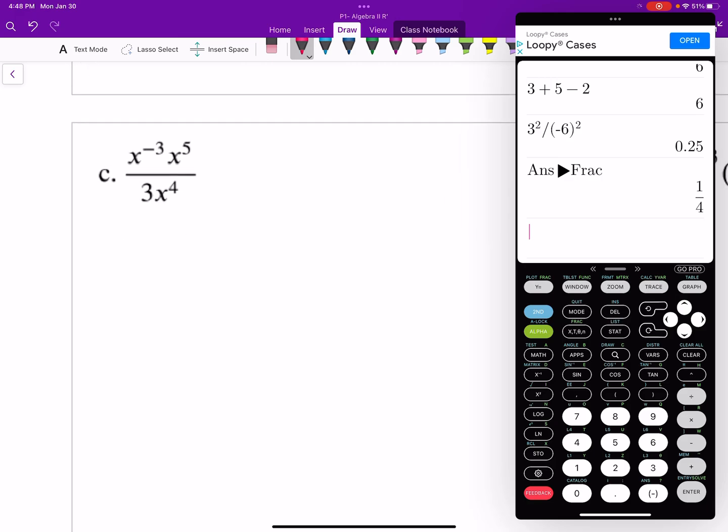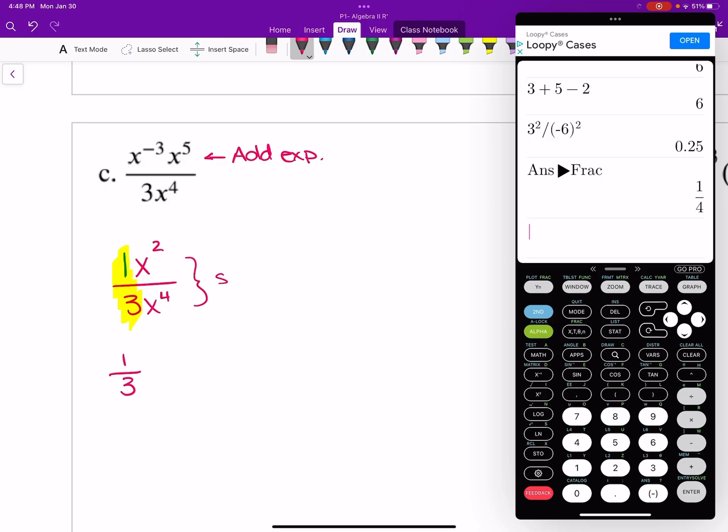For C, there's no parentheses that we have to worry about. So the first thing we should do is condense the top. So we're going to add those exponents. So we get x squared over 3x to the 4th. The x squared on top has a 1 in front of it. So the 1 over 3 is just 1 over 3.